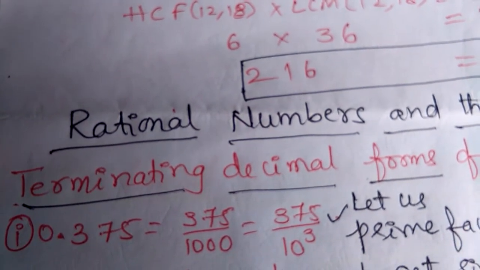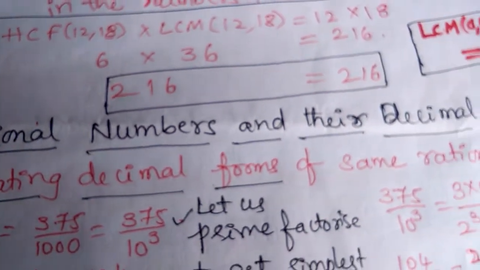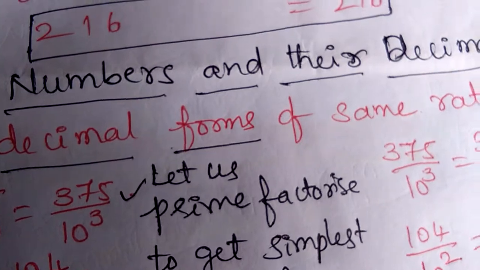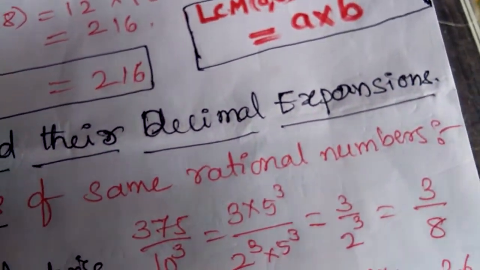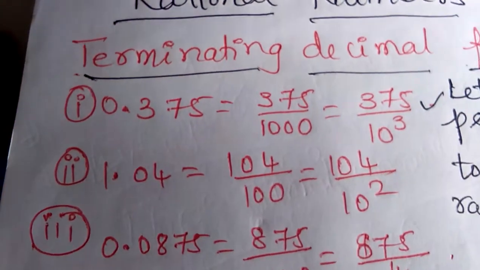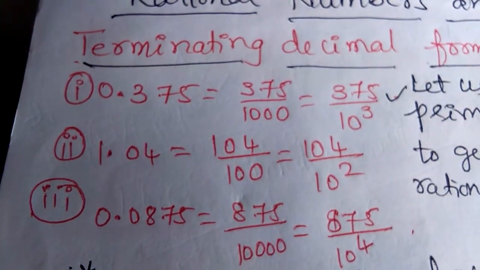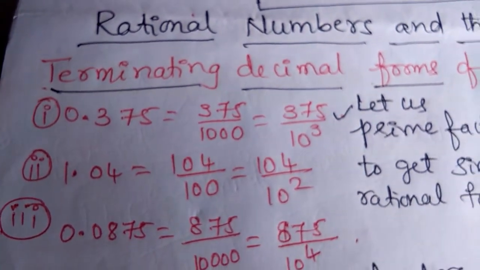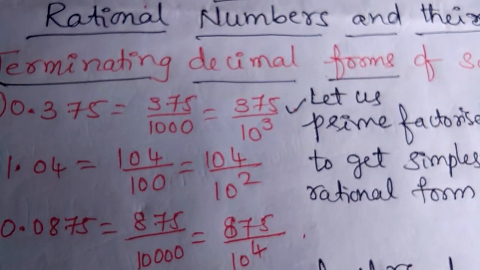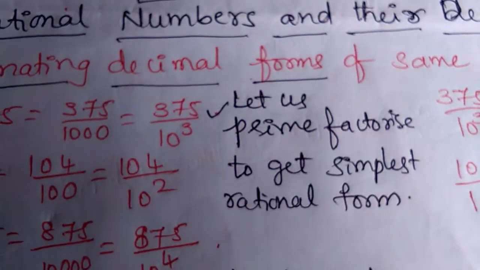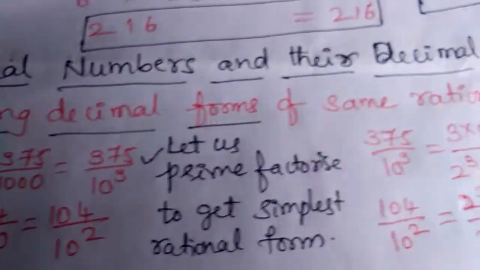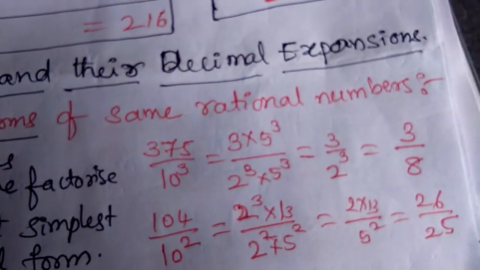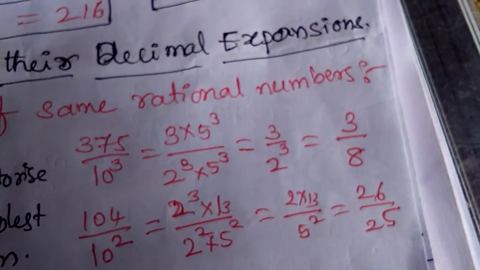Now let us learn about rational numbers and their decimal forms, among them the terminating decimal form of rational numbers. Let us consider 0.375, 1.04, 0.0875. According to the digits after the decimal point, we have written them in p by q form, 375 by 10 cube and so on. If we prime factorize 375, we get 3 into 5 cube, and 10 cube is 2 cube into 5 cube. When we cancel both, at last 3 by 8 remains.